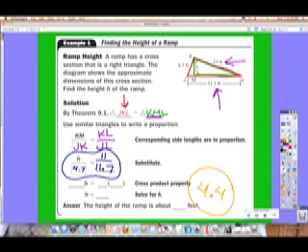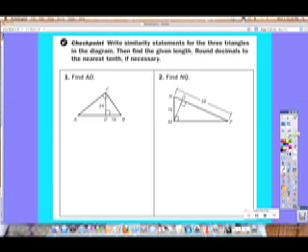All right, those directions are messy. Those directions say write similarity statements for the three triangles. My heart starts beating fast. Okay, we got this, we can do it together. And then find the given length. Okay, are you okay if we just start with the Mondo one?